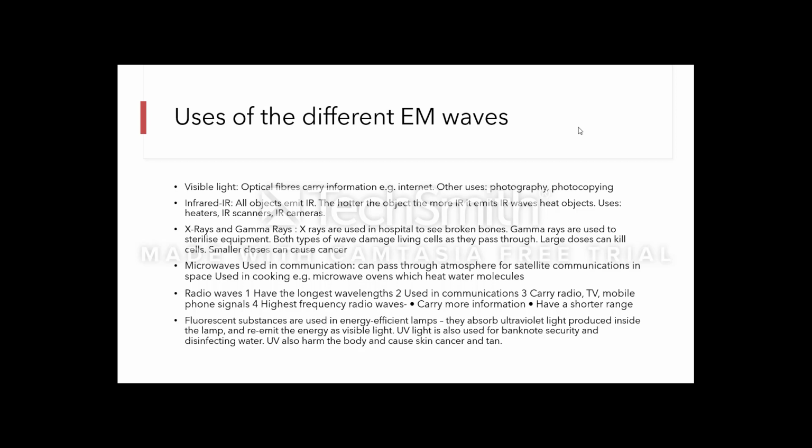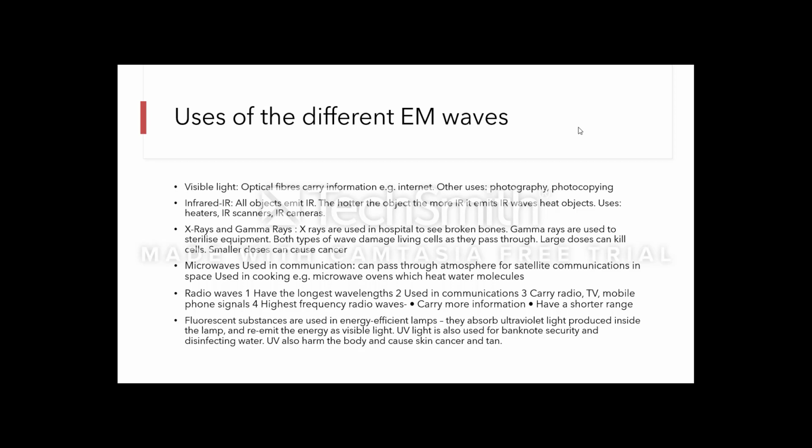Radio waves have the longest wavelength and are mainly used in communication and TV signals, TV mobile phone signals. Highest frequency radio waves carry more information but have a shorter range. So if it's a low frequency, that means it has a long range, but if it's a high frequency, it has a shorter range.